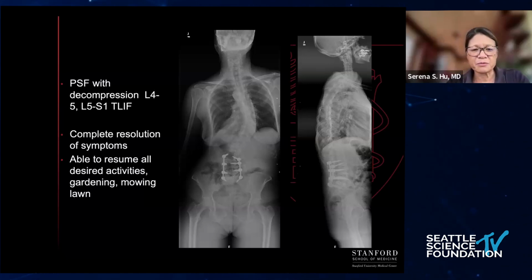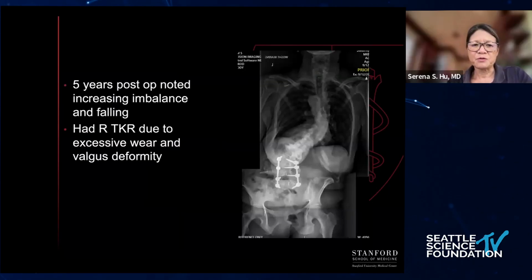As I mentioned, she wasn't bothered by her scoliosis. She resumed all of her desired activities. But you can see she's also quite flat. I didn't really gain much lordosis with her TLIFs. Over time, she noticed increasing imbalance and falling. She had a total knee related to the fact that she was leaning on the right side and put a lot more weight on that right side. She developed some cervical spondylosis, and we actually did ACDFs for her imbalance related to her cervical myelopathy.